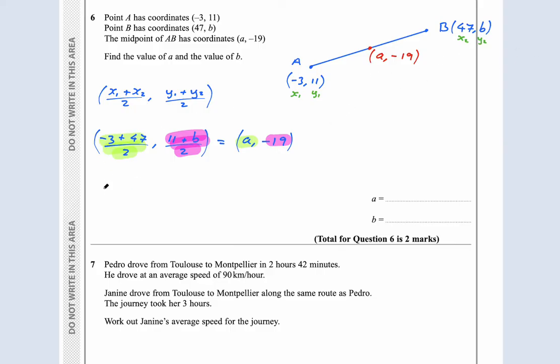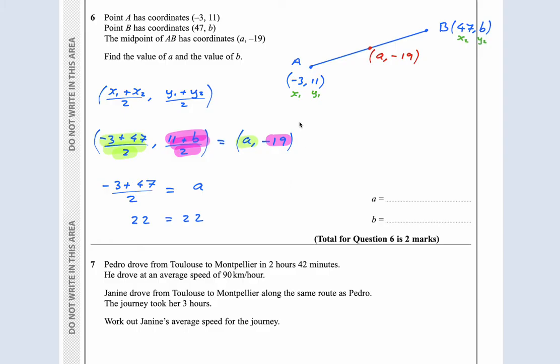So A is easier. Minus 3 plus 47 over 2 equals A. You can use your calculator here, guys. Minus 3, that would give me 44 divided by 2 is 22. So A is equal to 22.